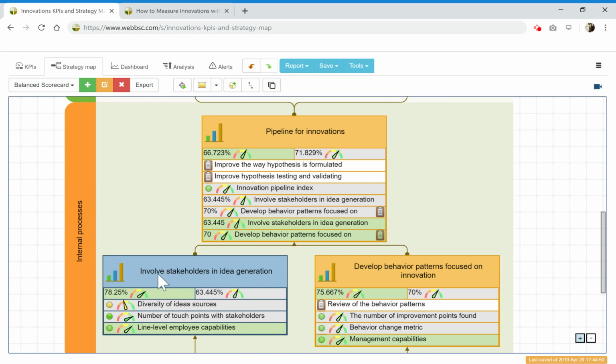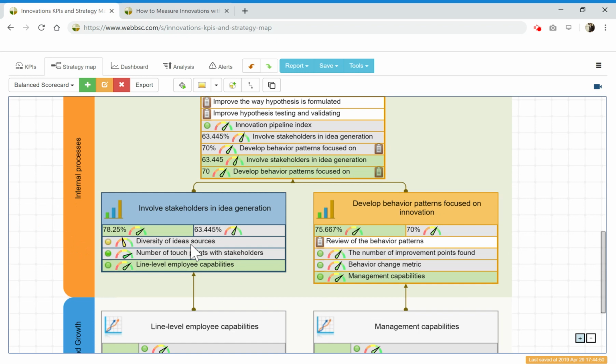So one of the logging metrics to measure how involved stakeholders are in idea generation is to quantify, to measure the number of touch points with stakeholders. Yeah? So if we have many touch points with, for example, our employees, then we can expect that we'll have many ideas suggested by employees, and we can expect a diversity of ideas. Yeah. So these are the logging metrics.